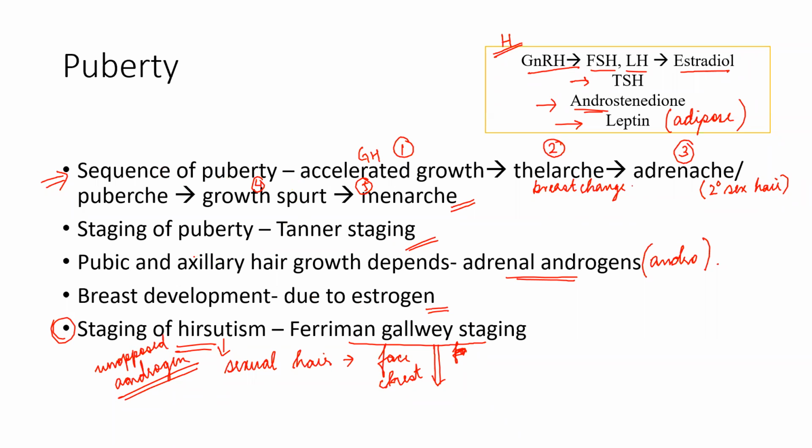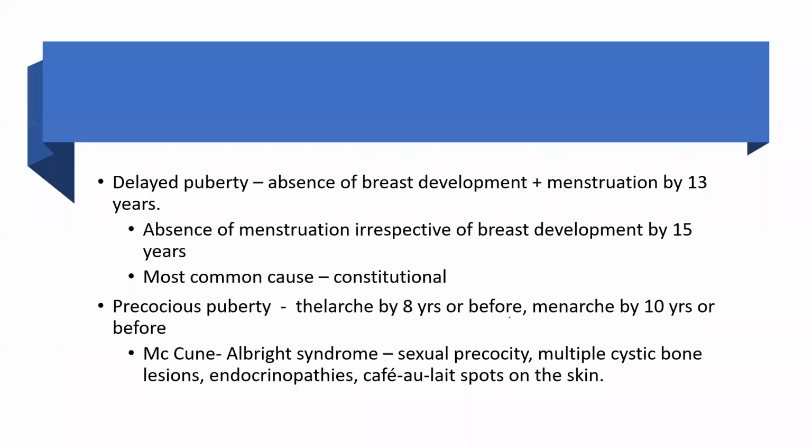So, coming to the staging of puberty, we have Tanner staging. Then pubic and axillary hair growth depends on the adrenal androgens. And breast development is due to estrogen, and staging of hirsutism is by the Ferriman-Gallwey staging. Remember this. So next one, delayed puberty, a little of abnormalities.